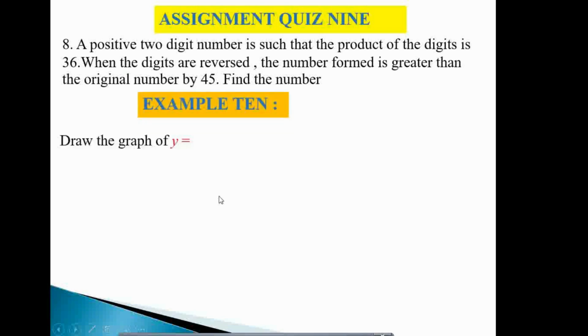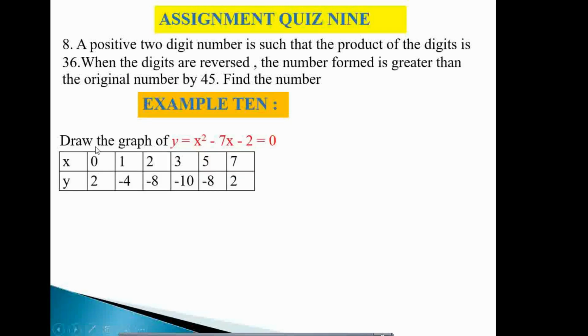So let's look at our example 10. Example 10 is all about a quadratic graph, where you are required to draw a graph of y equals x squared minus 7x minus 2 equals 0. I can get my values of y using my calculator. In my calculator, I can take the values of x to be 0, 1, 2, 3, 5, and 7.